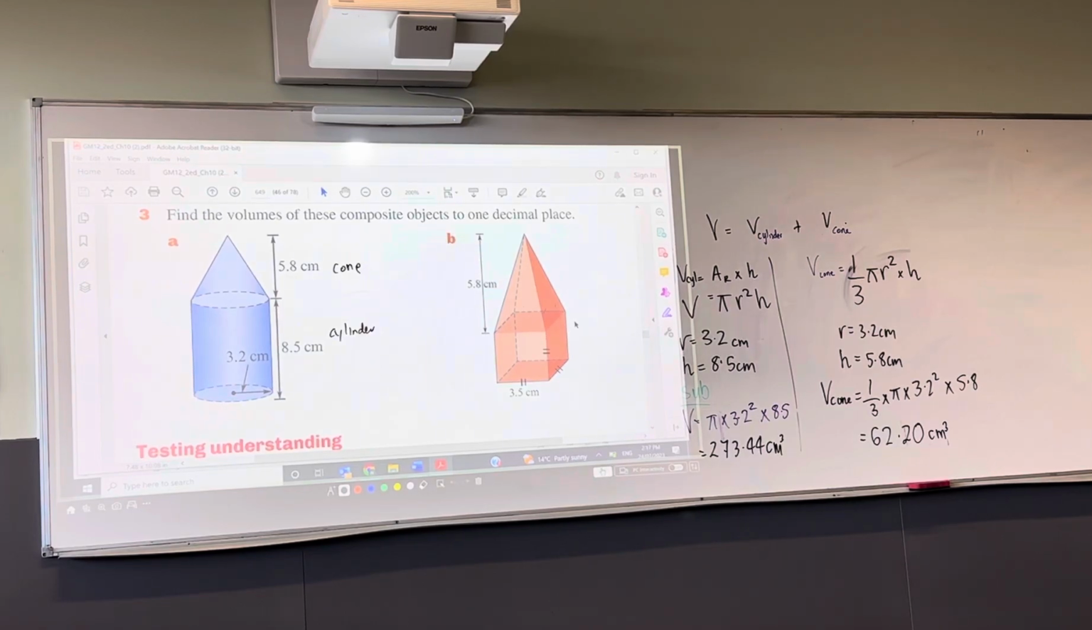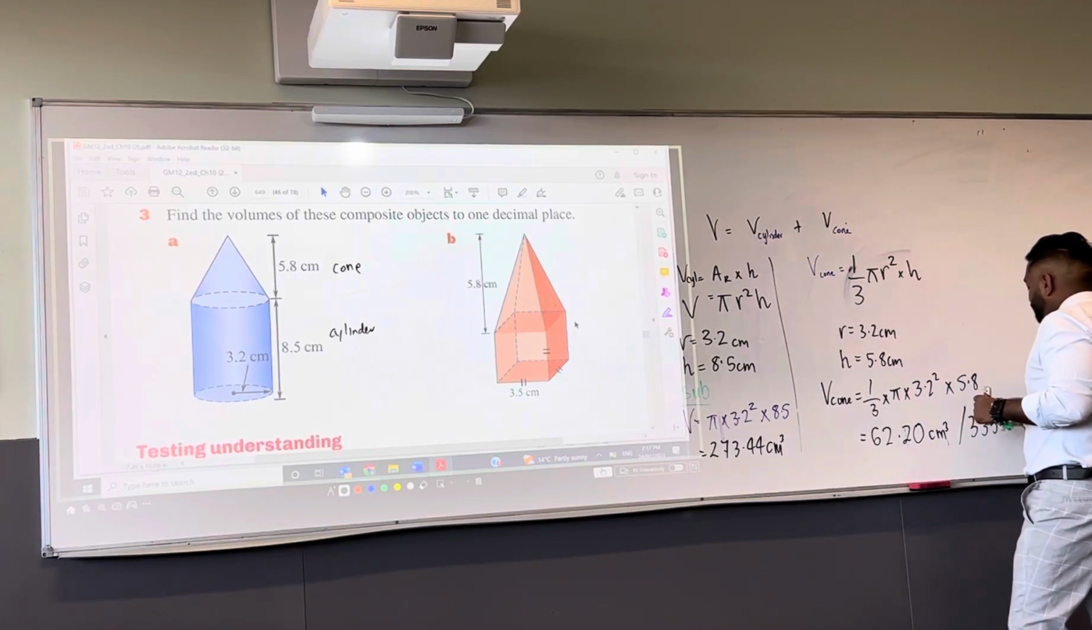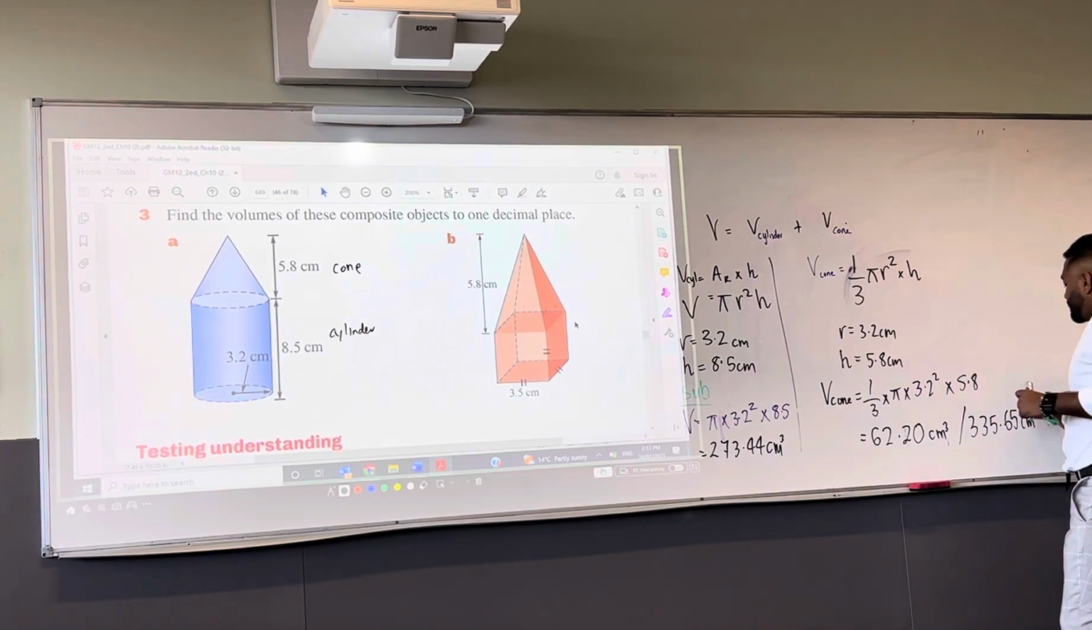335.65 centimeters cubed. Anyone else get something like that? Put that in your calculator: a third times pi times 3.2. Oh, is that the total? I was asking what was the actual volume of the cone, just to make sure that was correct. Oh, 62.2? Okay, great.